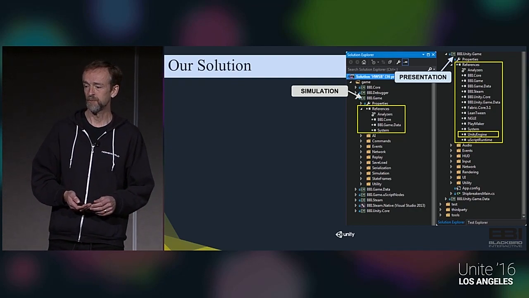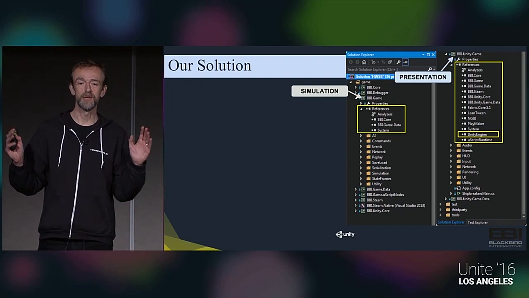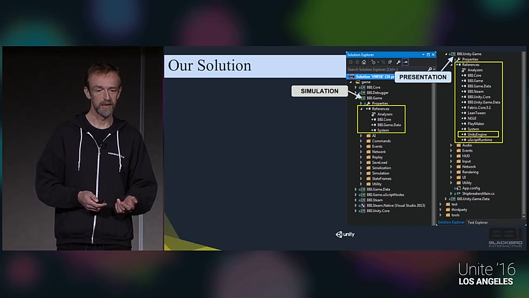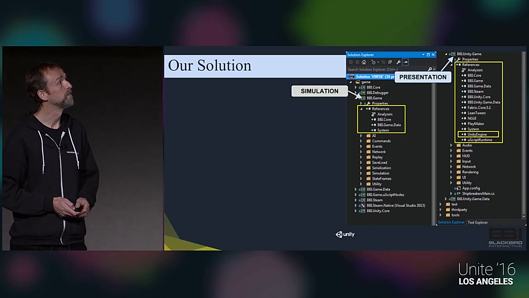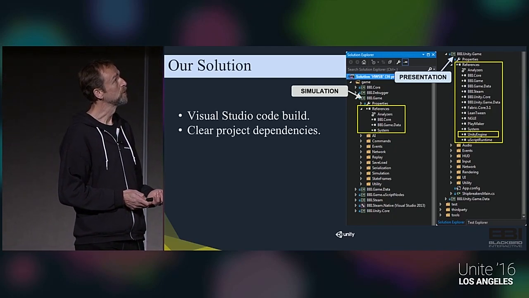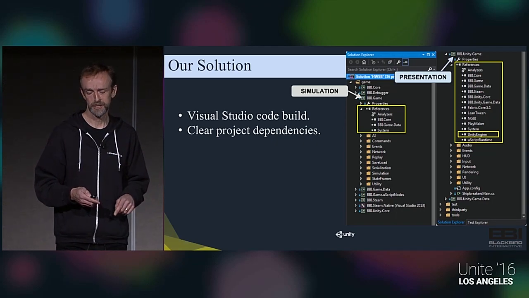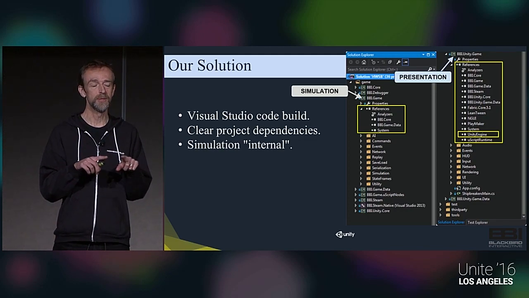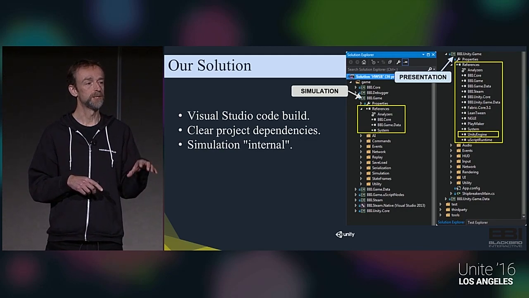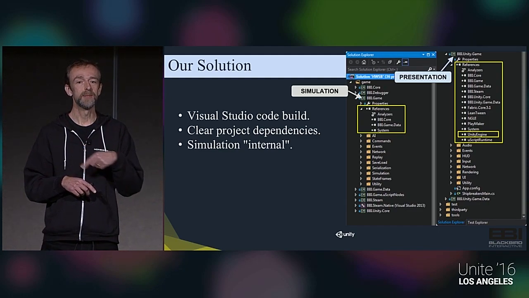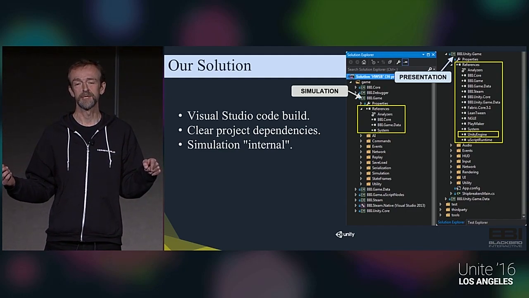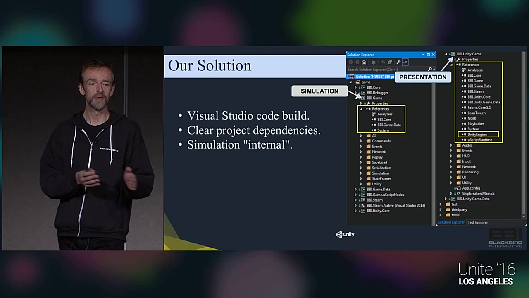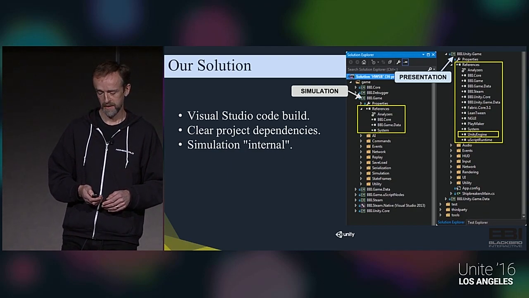We're not very imaginative with our project names. This depends on absolutely everything, because it's using Unity, it's using physics, it's using a bunch of third-party stuff, and it can kind of do whatever it wants as long as it doesn't mess with the sim. So Visual Studio for code builds, clear dependencies between projects. We use a lot of internal classes. Within bbi.game, within the simulation, there's a lot of classes that are internal scope, which means other classes in that assembly can call them, but an external assembly cannot. So that gives us a way of preventing the presentation layer from calling into the simulation, because it can't see those internal classes.